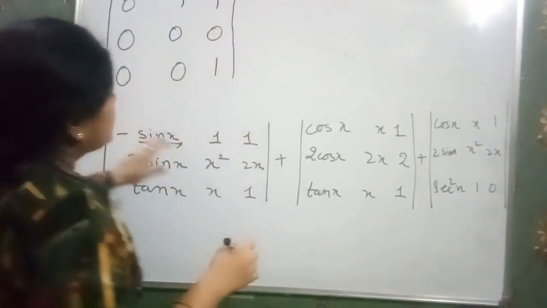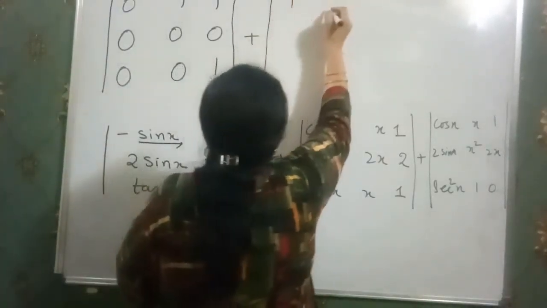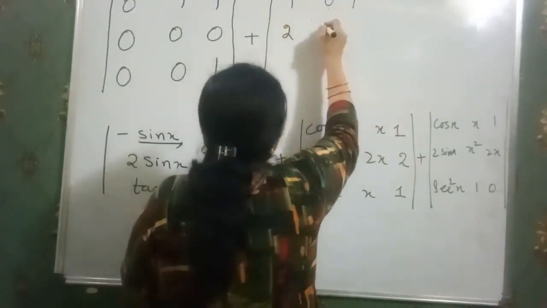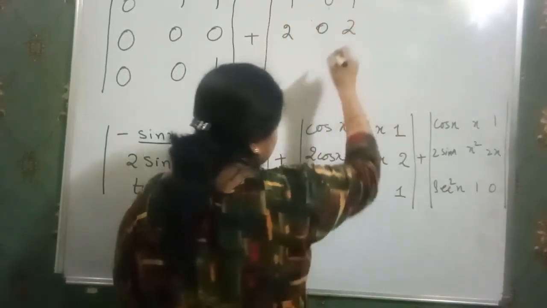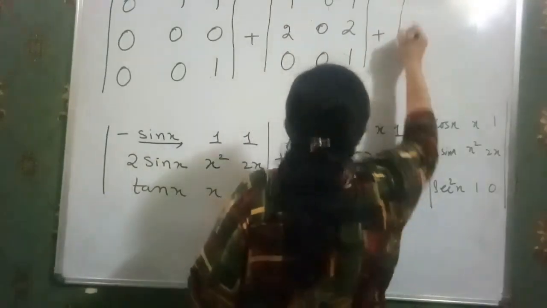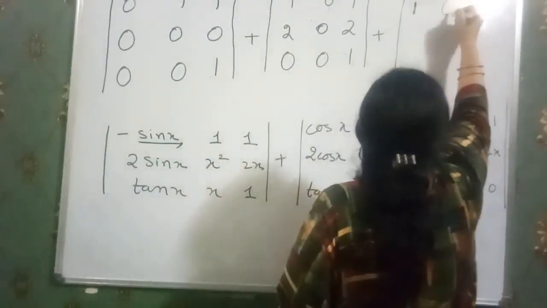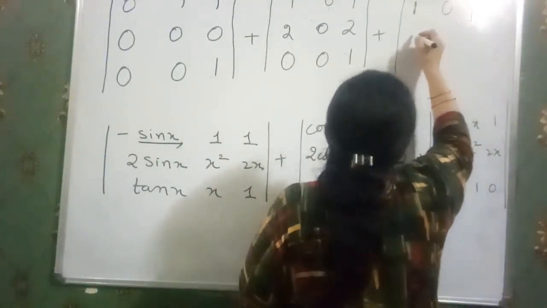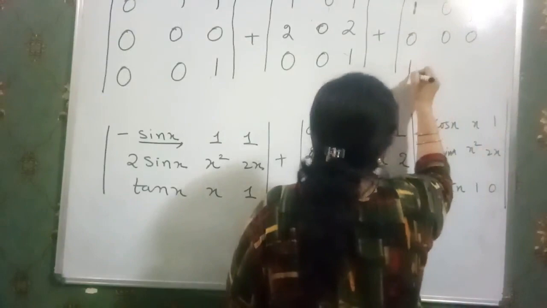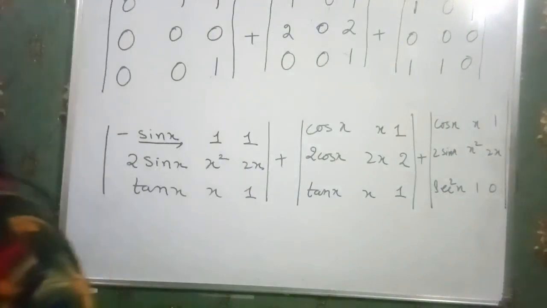In the same way, here also we put cos 0, that is 1, 0, 1, then 2, 2, 0, 2, tan 0 is 0, 0 and 0 and 1. Similarly here I have cos 0, 1, 0, 1, then 0, 0 and 0, sec 0, that means 1, this is 1 and 0. Now you just solve the values of these determinants and write the answer.